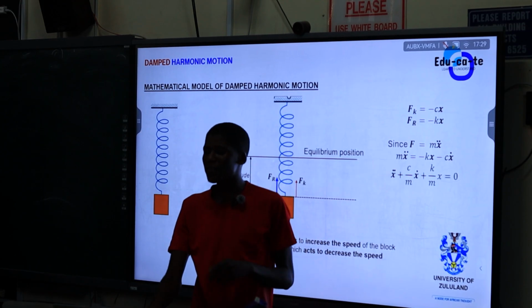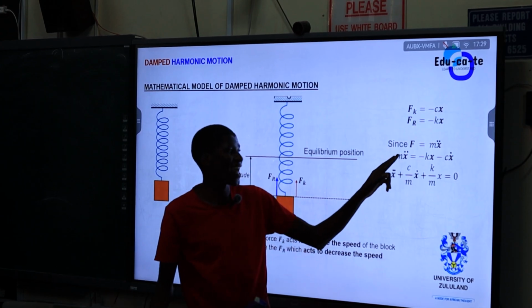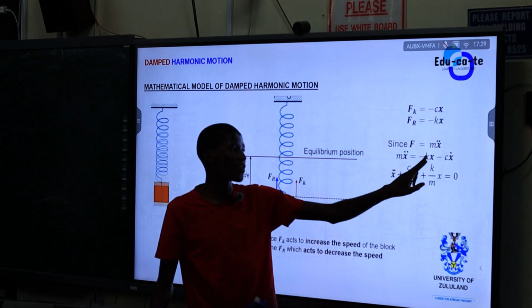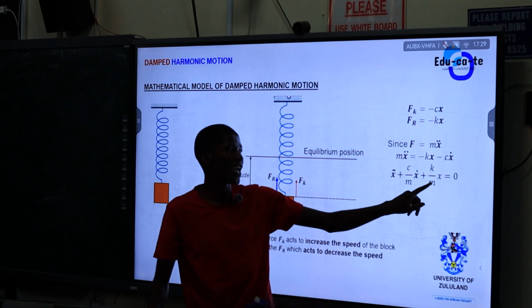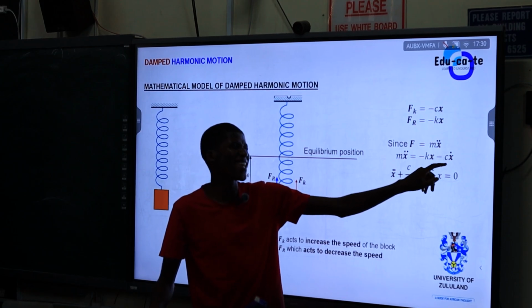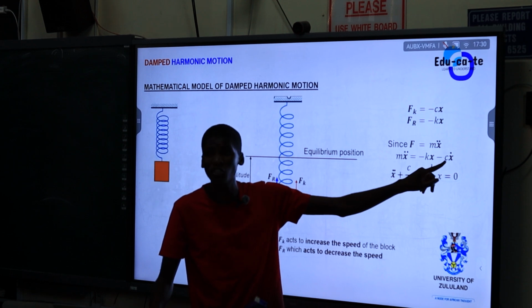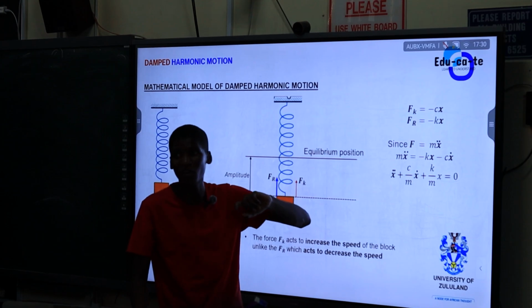You simplify the mathematics by dividing by m. When you divide by m on all sides, we're going to have k over m, but when you transpose it, it's going to be positive k over m, and we've got an x. Now we've got negative c divided by m, which is negative c over m. We transpose it to the other side, c over m x dot, positive.